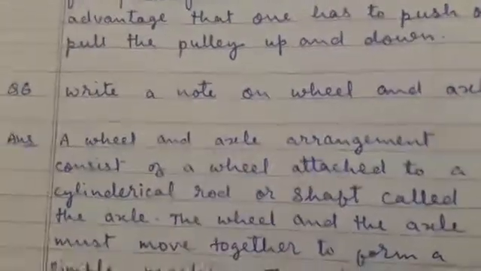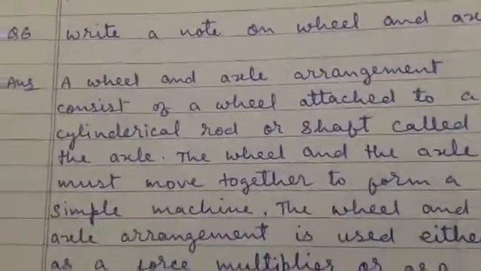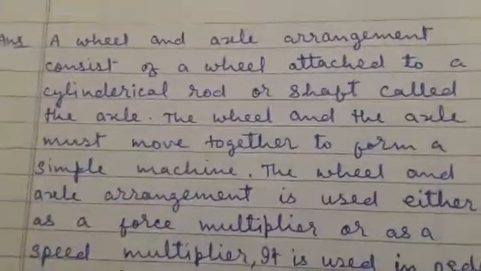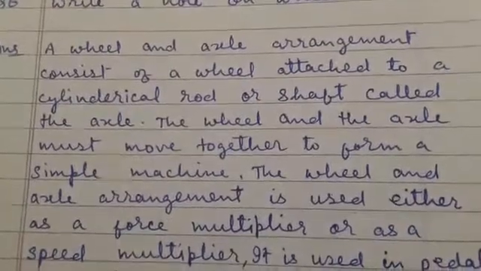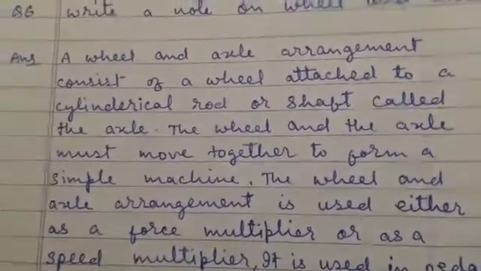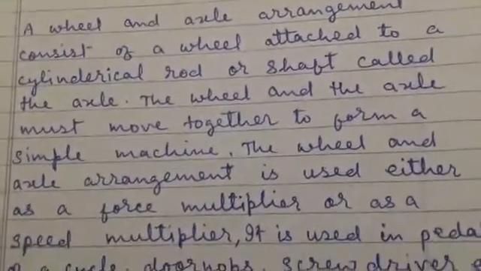Now we'll see question number 6. Write a note on wheel and axle. Answer. A wheel and axle arrangement consists of a wheel attached to a cylindrical rod or shaft called the axle. The wheel and the axle must move together to form a simple machine.